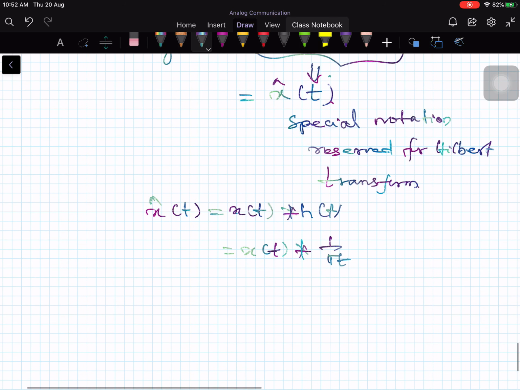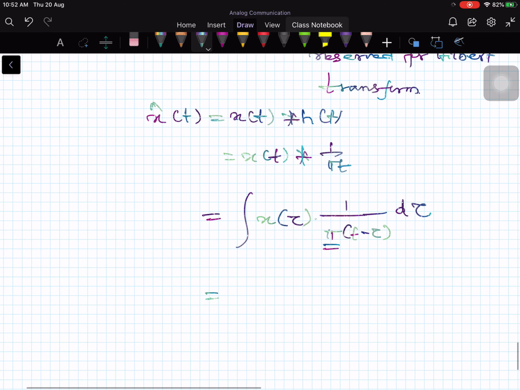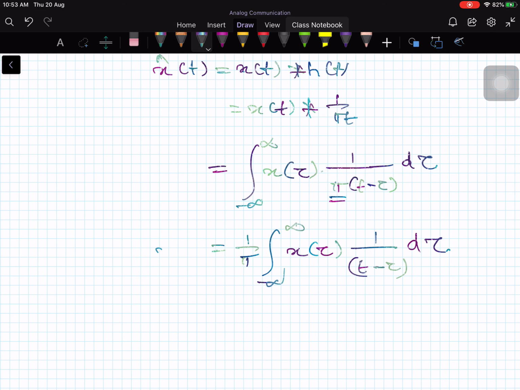Now you know the convolution integral formula. So you can write x of tau times h of t minus tau, that is 1 by pi of t minus tau, d tau. Since pi is constant, you can take it out of the integration, then it becomes 1 over pi integral of x of tau divided by t minus tau times d tau. So this is your Hilbert transform x hat of t, or x cap of t.